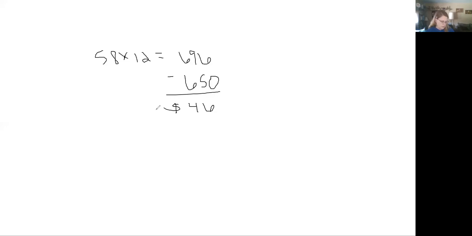So on option A, what operations will we need to perform? Well, first we multiplied right here. Then we subtracted. So we did multiplication and then subtraction, which is answer D. And we got our answer, find the amount of savings on part B, $46.